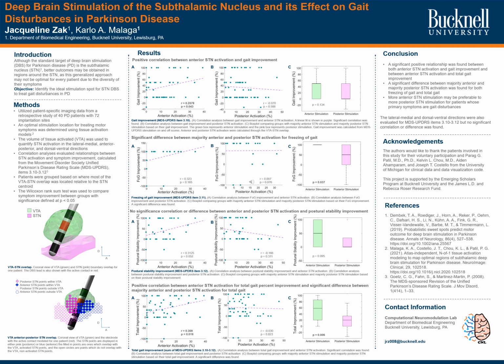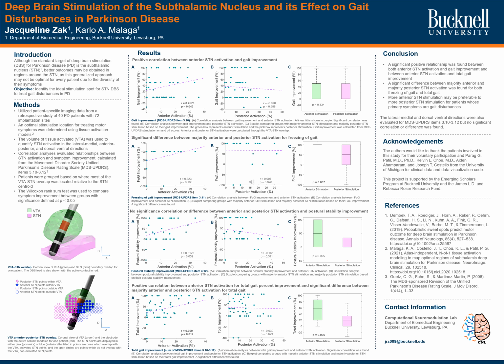In the results section, each row corresponds to a specific symptom. Scatter plots for anterior-posterior STN activation are the first 2 figures in each row. I then grouped patients based on where the majority of their overlap between the VTA and STN was located relative to the center of the STN. I used the Wilcoxon rank sum test to compare symptom improvement between groups. The box plots in each row show the difference between percent improvement for each symptom in the anterior-posterior direction.